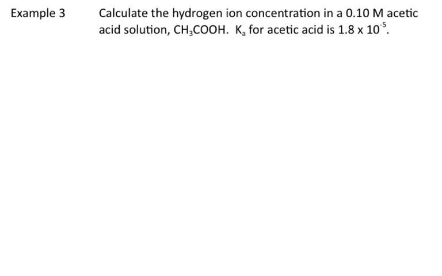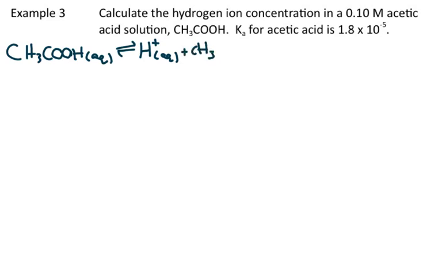So if we're dealing with an acetic acid solution, 0.10 molar, I've told you Ka, but we could also look it up. Looking in the table, we see that acetic acid does have a small Ka, so it is a weak acid, so we need to dissociate it. So we have CH3COOH aqueous dissociates into H plus aqueous and CH3COO minus aqueous.